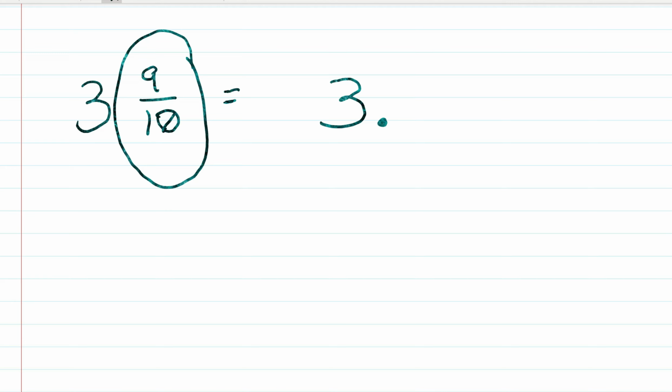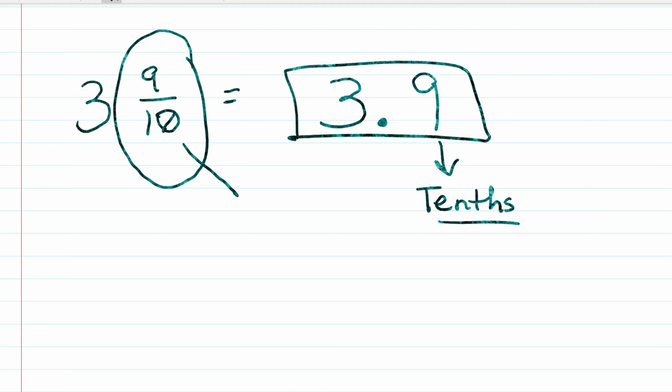So we have 9 tenths. When we write this 9, it should be in the tenths place, which it is, because remember, when we count the decimal places, decimals always start with tenths. So this is it, 3 and 9 tenths.